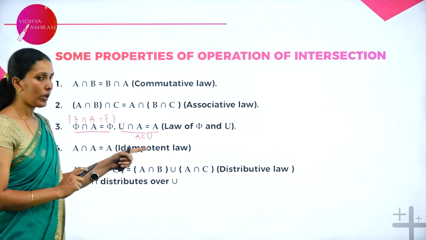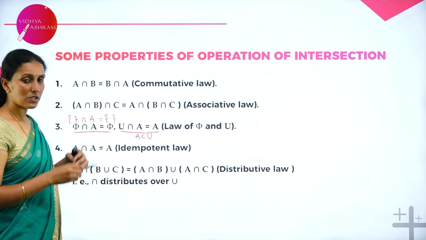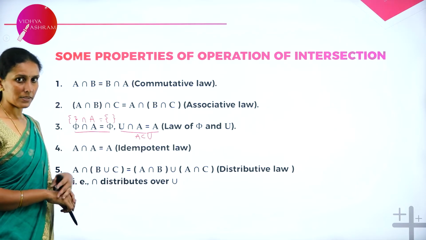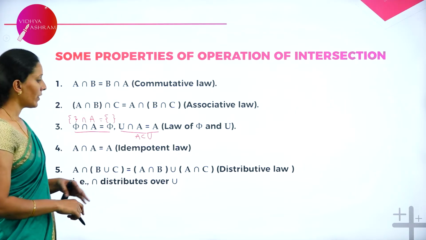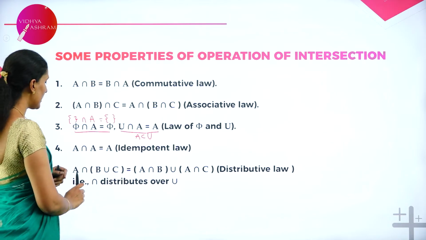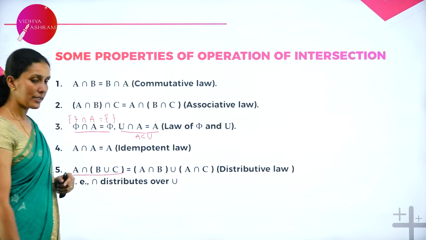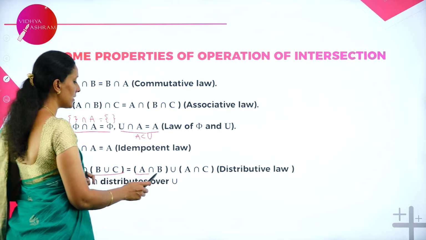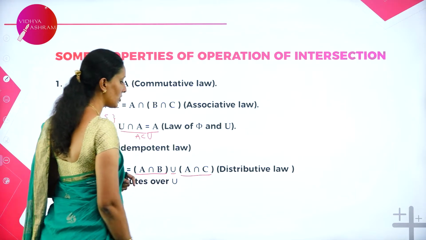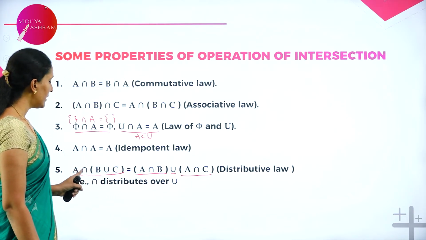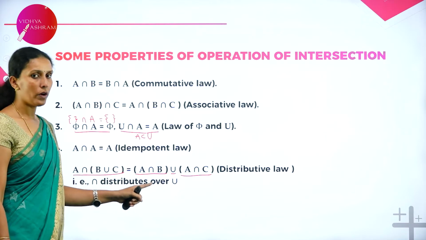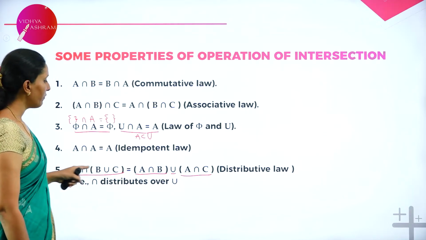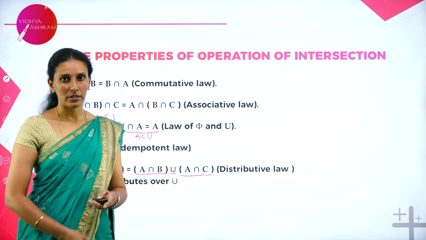Next, idempotent law. When you are intersecting the same set with itself, you will get the same set. Next, we have the distributive law, that is A intersection (B union C) can be written as (A intersection B) union (A intersection C). We call this intersection distributes over union. This can be verified by taking examples.